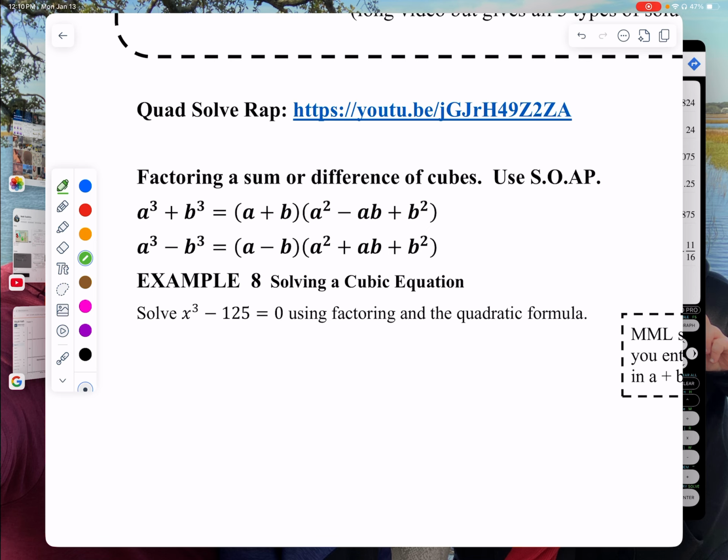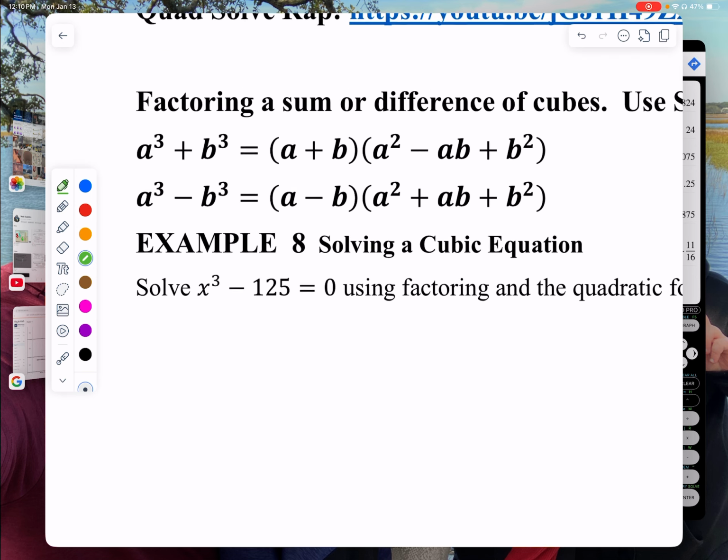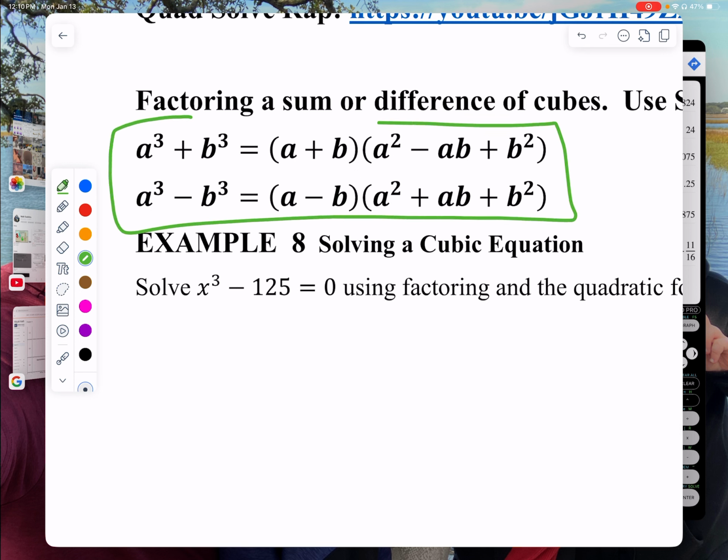So these are called difference or sum of cubes. So we're just going to factor it. And this is a fancy formula. Honestly, I'm not a good memorizer. If you're a good memorizer, memorize that formula. But I'm just going to show you the pattern. Okay, so here's my pattern.